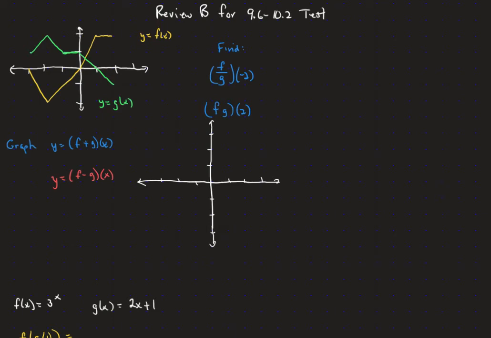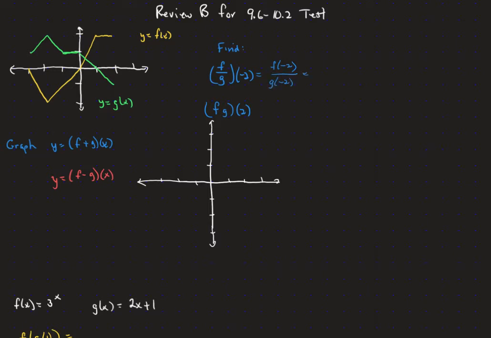In this video, we're going to work some more problems to get ready for the chapter 9.6 to 10.2 test. So we see here a couple functions represented by their graphs, the yellow function f of x and the green function g of x. We are going to try to find f divided by g of negative 2, which means we're going to take f of negative 2 divided by g of negative 2.